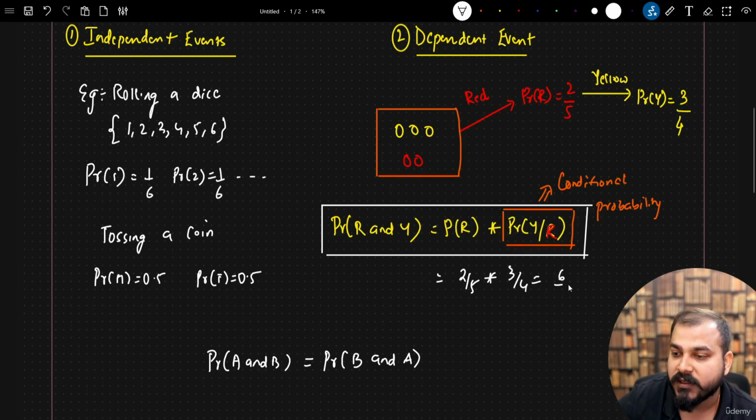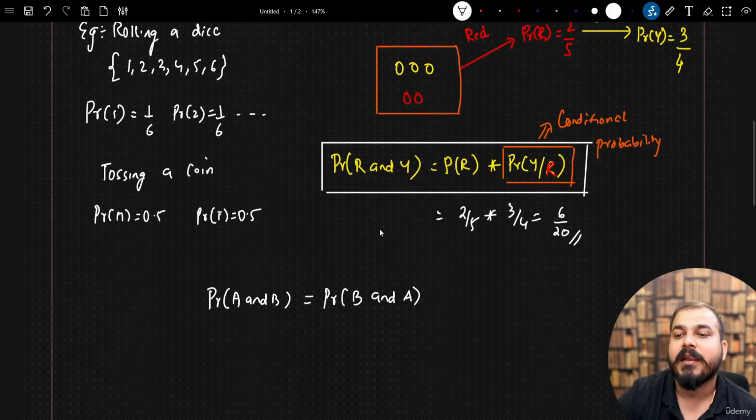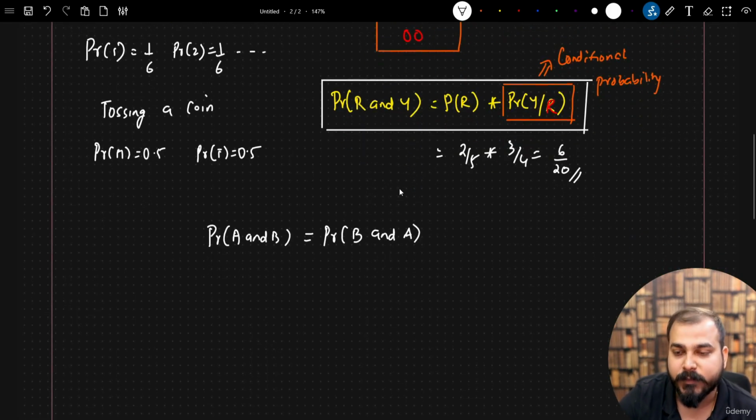So this is nothing but 6 by 20. This is the probability of the red event, and then after red, the yellow event is happening. The yellow marble is basically 10. Now let's go ahead and consider this. Probability of A and B, I can also write as probability of B and A. Both are one and the same.